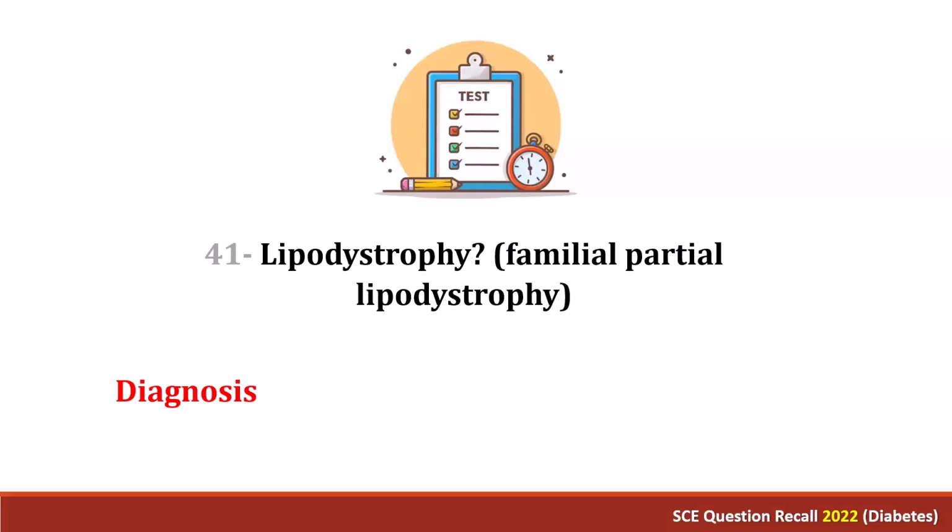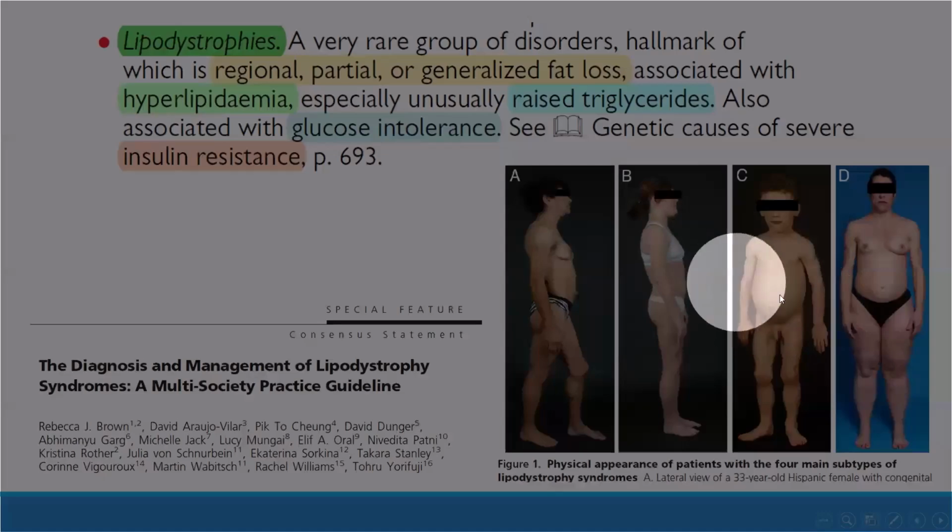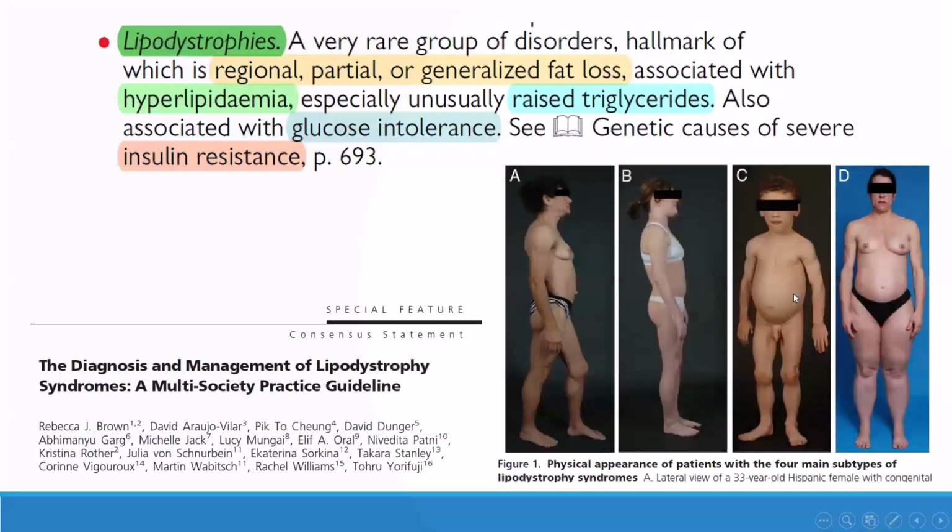Lipodystrophy is also another question from 2022, and this is a recommendation by the Endocrine Society consensus statement, diagnosis and management of lipodystrophy syndromes, a multi-society practice guideline. They classify lipodystrophy into different forms: regional, partial, or generalized fat loss with hyperlipidemia, raised triglyceride, glucose intolerance, and severe insulin resistance.